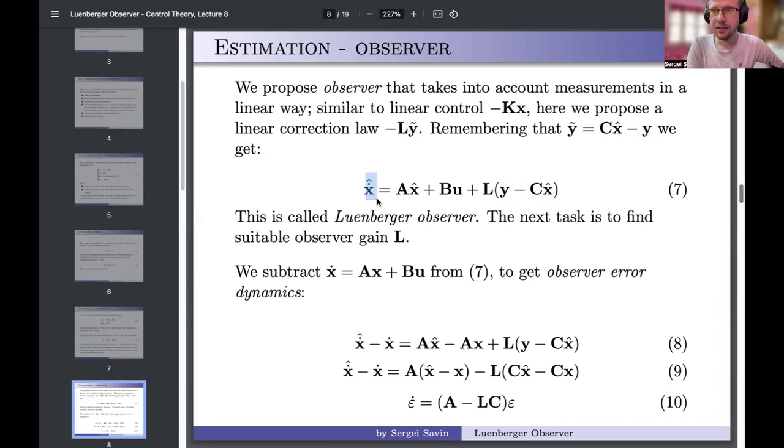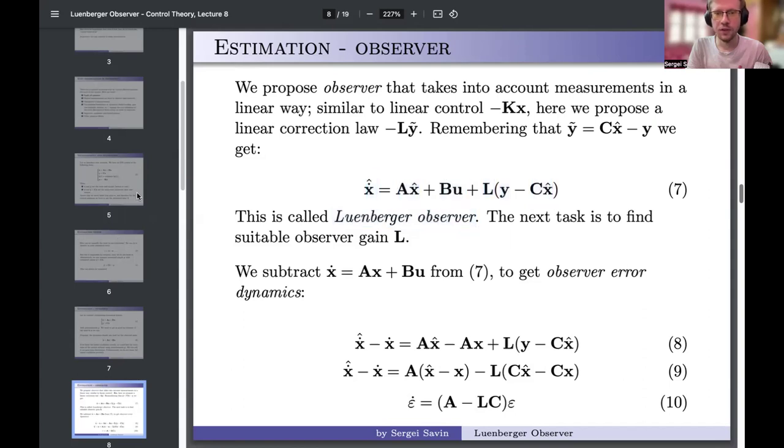So let us look into it element by element. We get x hat dot, the derivative of x hat, equal to Ax hat plus Bu plus the corrective term, where we have L, that is observer gain, times the difference between expected output and actual output. Here it's the actual output minus expected output. Together, all of this is y tilde, but it is like our output minus what we expected to see as an output. That is the situation. This is called the Luenberger observer.